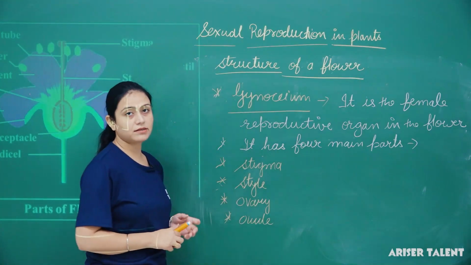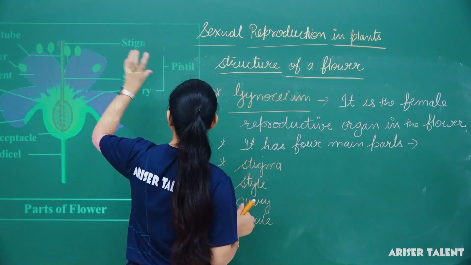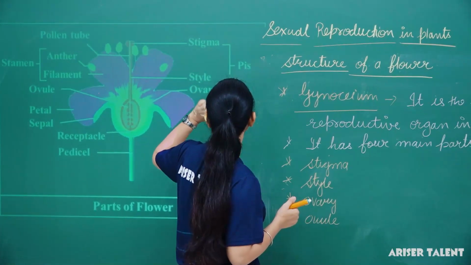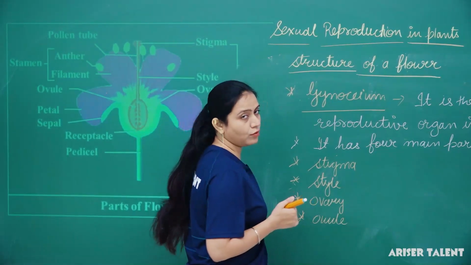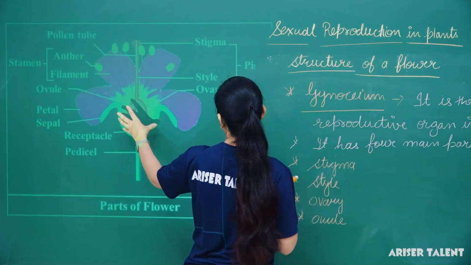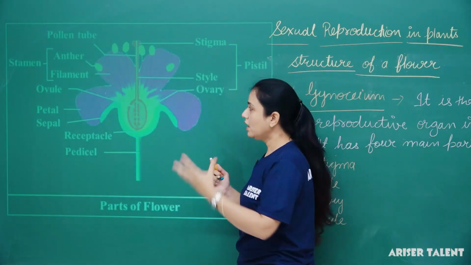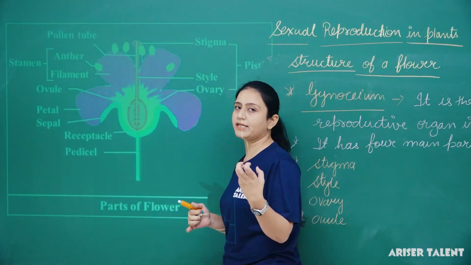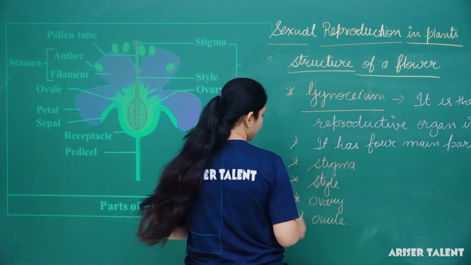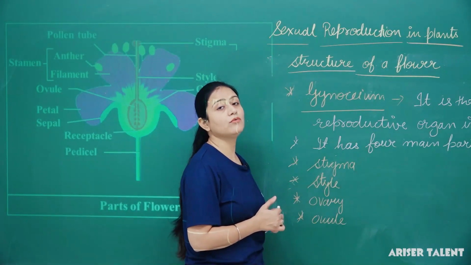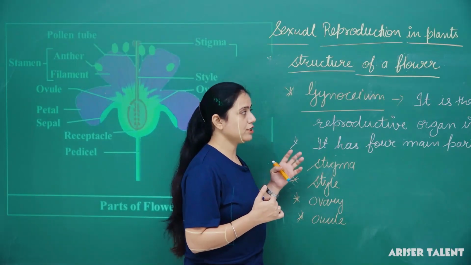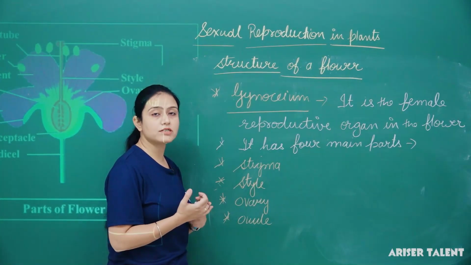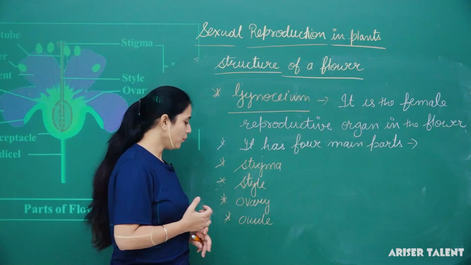Stigma is the topmost part of the flower. Then it grows in the form of style, and at the bottom, oval-shaped ovary is there. Inside the ovary, many sac-like structures, ovules, are present, and inside the ovule generally an egg cell is present. So this is all about the Gynoecium. These were the parts of the flower. Now we will talk about pollination, what it is and what the types of pollination are.